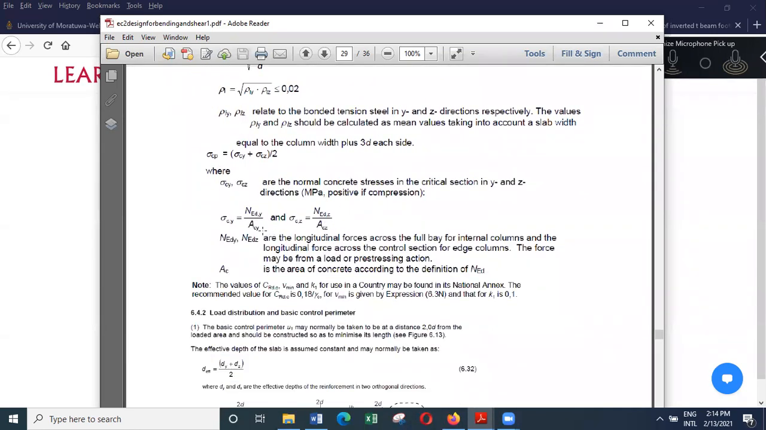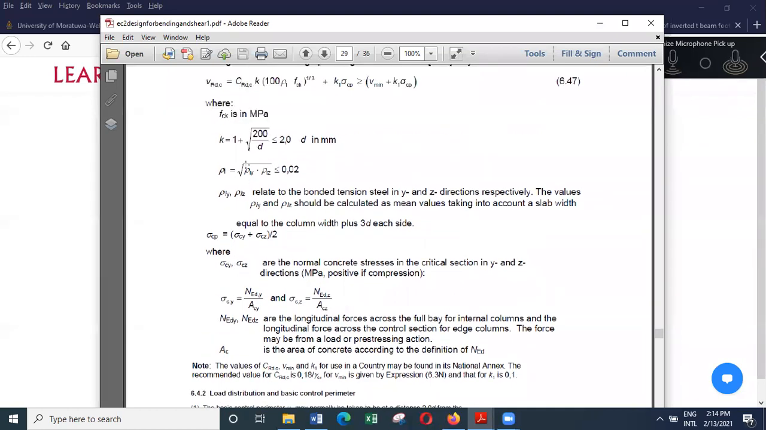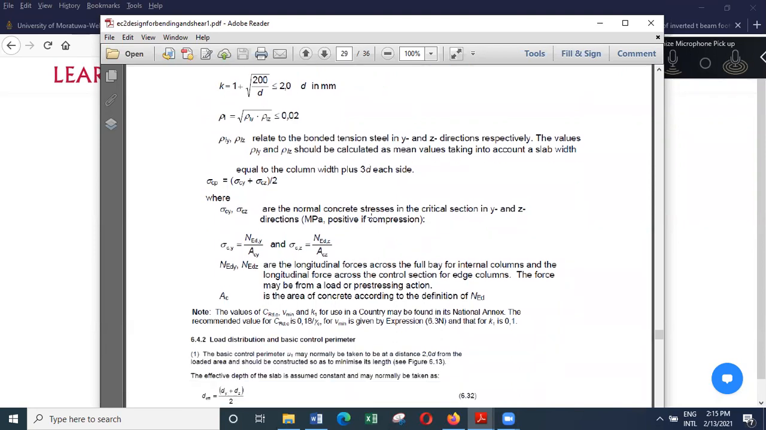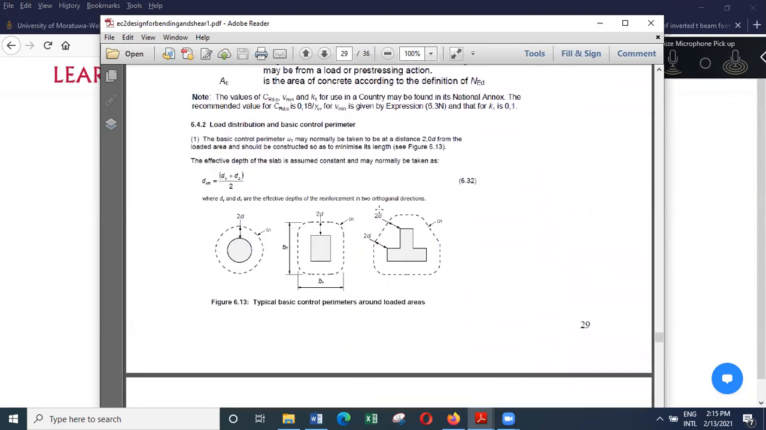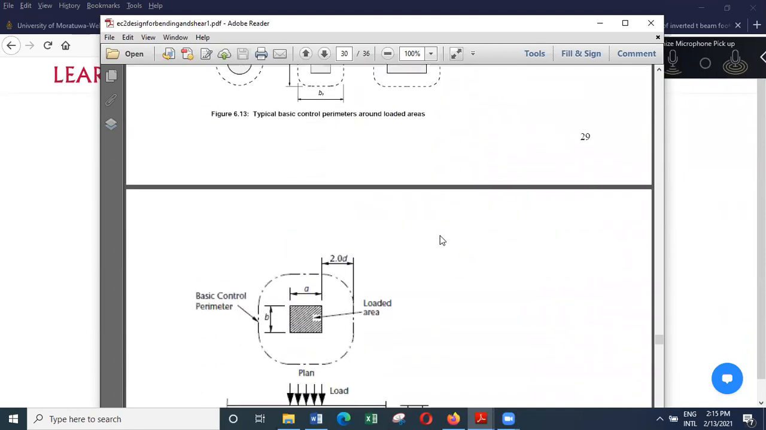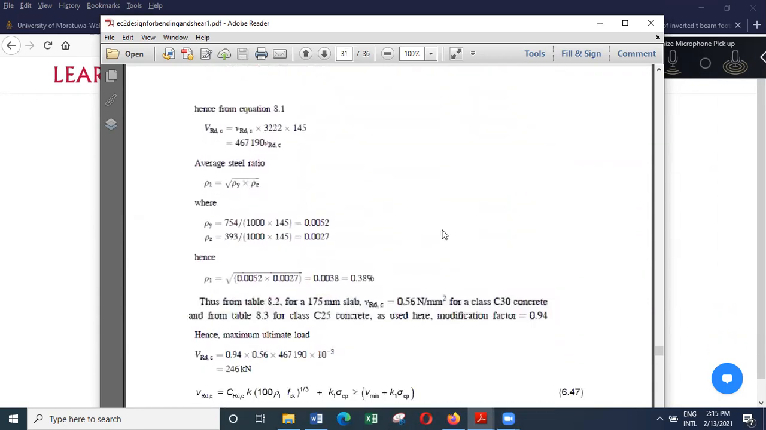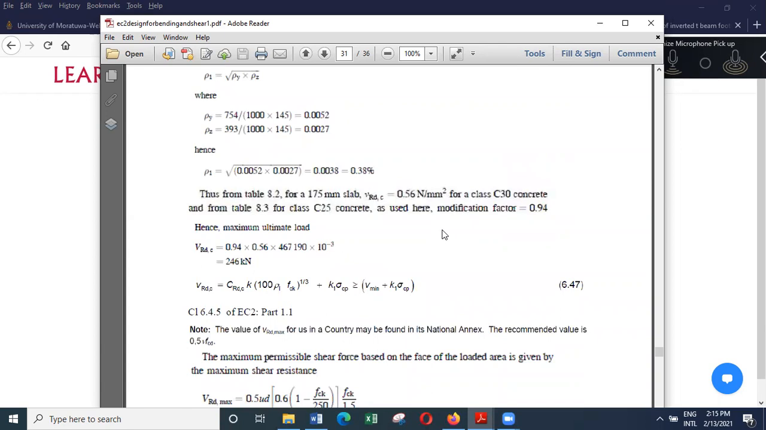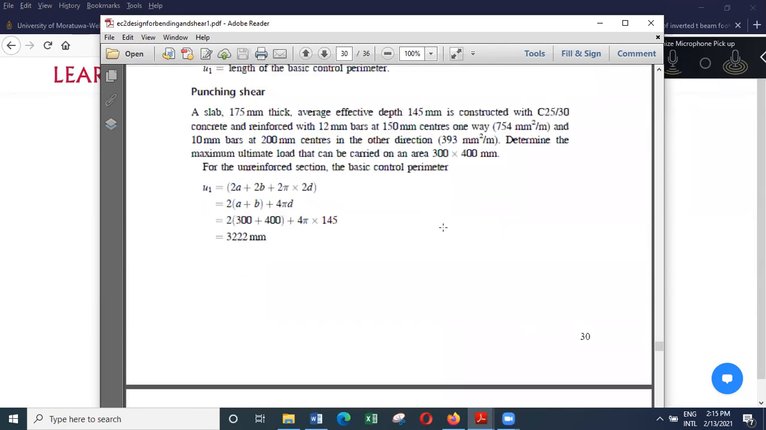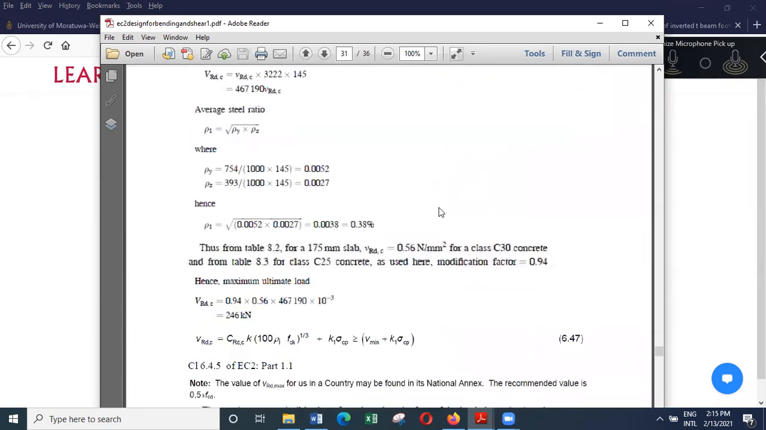And to calculate this, in the case of slabs, we have to consider the average reinforcement ratio. And then we also looked at the punching shear perimeters that we have to consider. And then we did discuss how to determine the punching shear capacity.